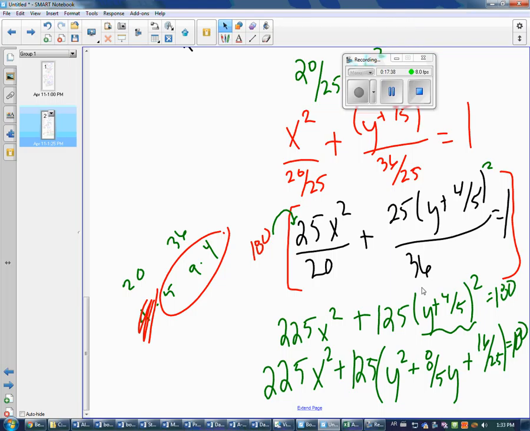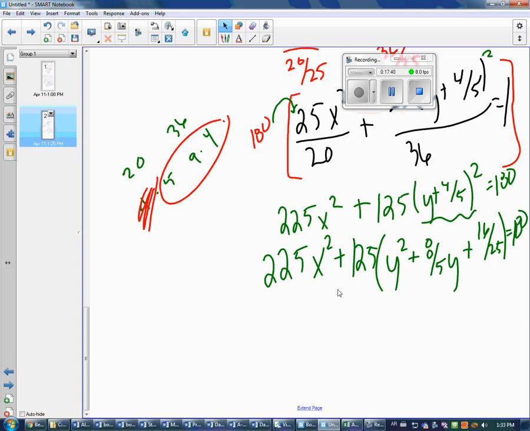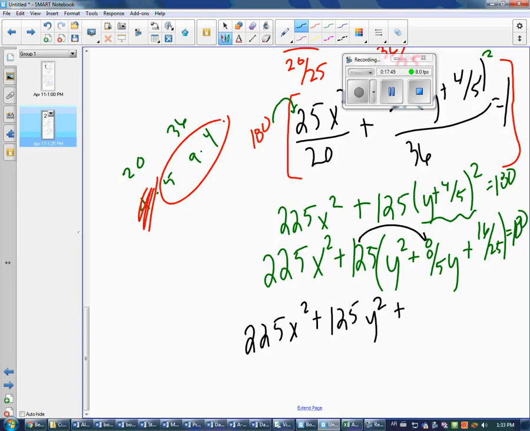Now that that's expanded, you can distribute the 125. So I'm going to do 125 times 8 divided by 5. I'm getting 200, plus, and then again 125 times 16 divided by 25. I'm getting 80 equals 180.